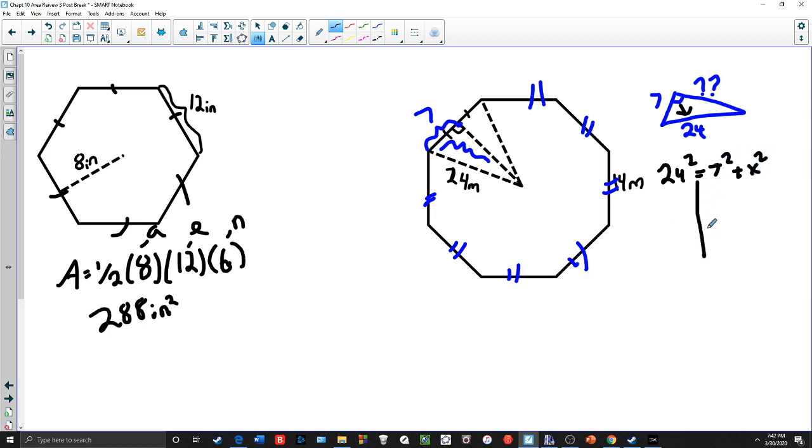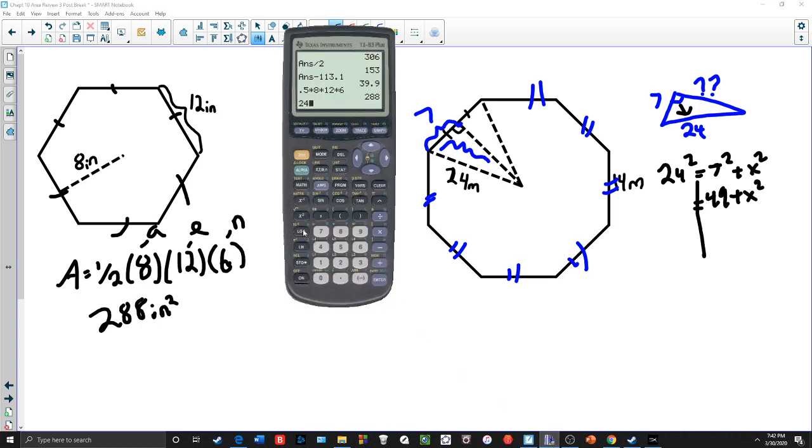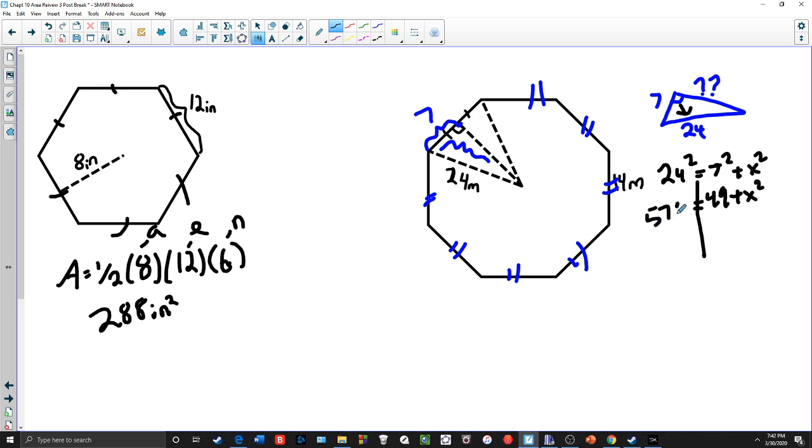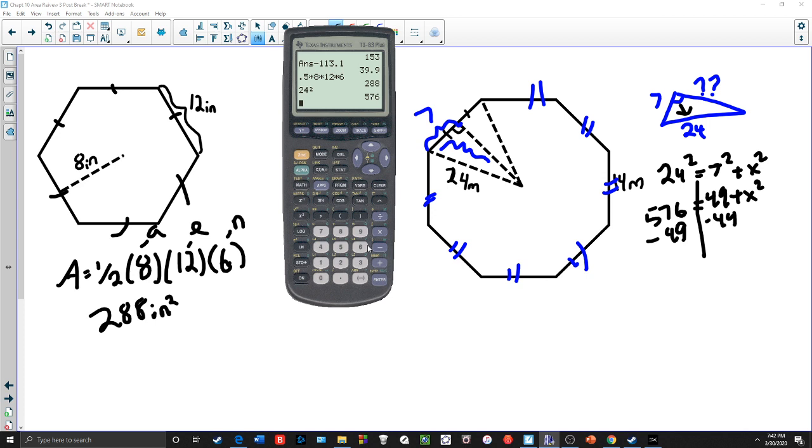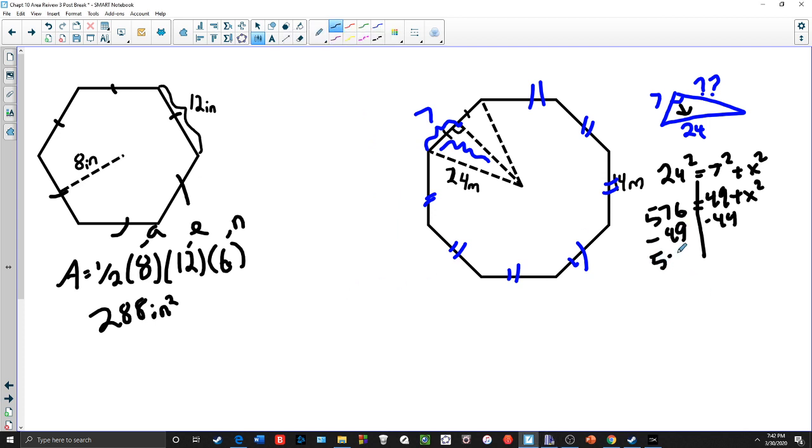And then go through this like a Pythagorean problem. So this would be 49 plus x squared is equal to, and then if we do 24 squared here, 24 squared gives us 576. Then we subtract 49, so minus 49, we get 527 is equal to x squared.